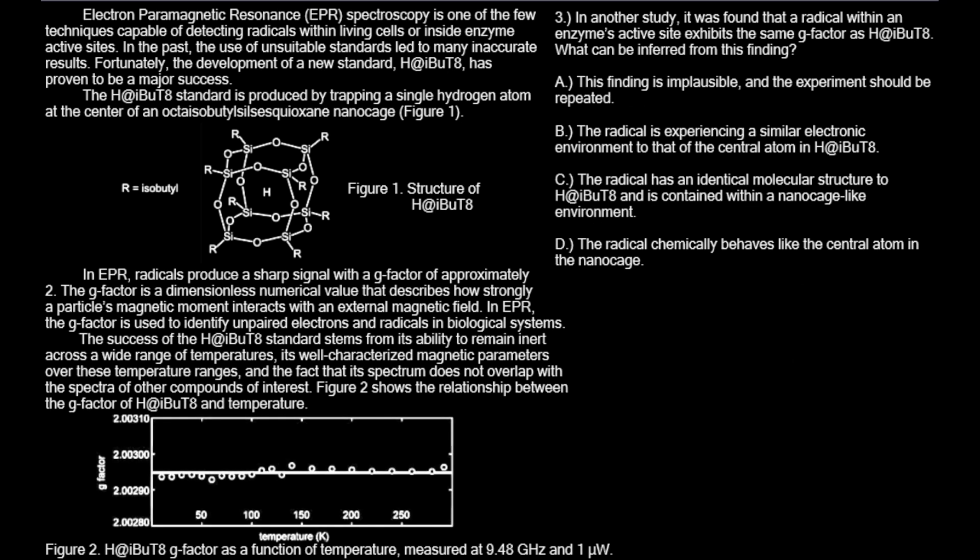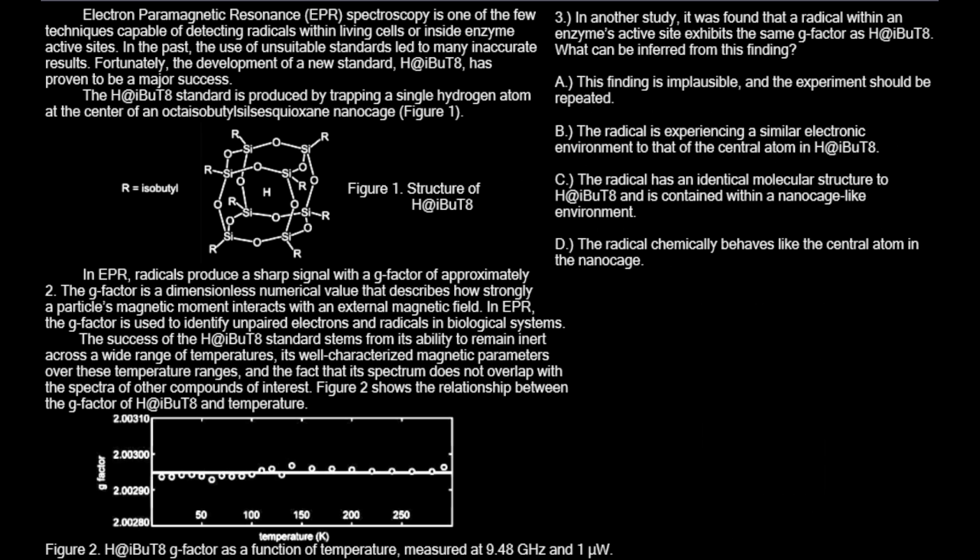Here's question number 3. In another study, it was found that a radical within an enzyme's active site exhibits the same g factor as H@iBut8. What can be inferred about this finding? Answer choice A says this finding is implausible and the experiment should be repeated.